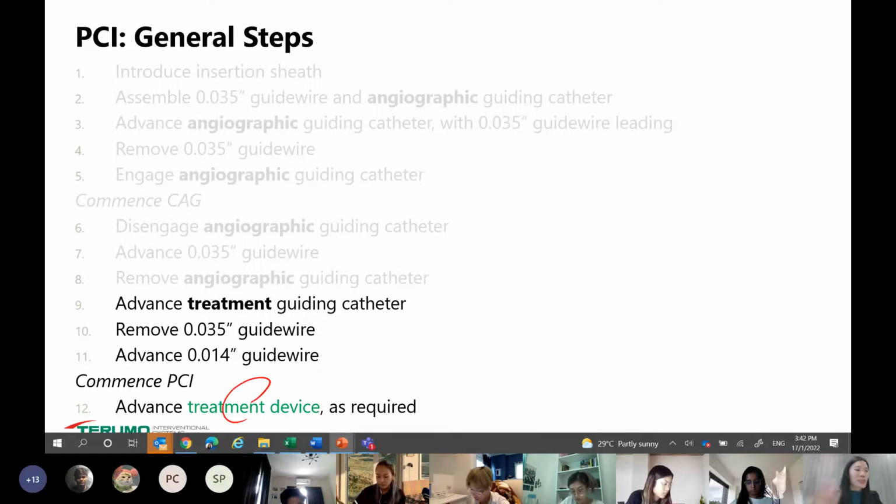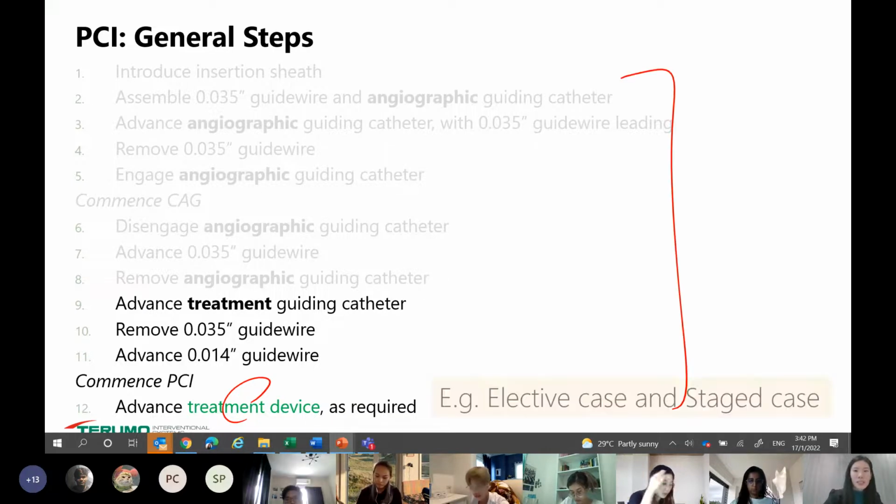And finally, definitely you need a treatment device. I think this is quite straightforward. Balloons and stents are your essential devices in interventional cardiology for CAD, but there are others which I will introduce a bit later. So basically, this will form the PCI general steps, especially in elective or staged cases.